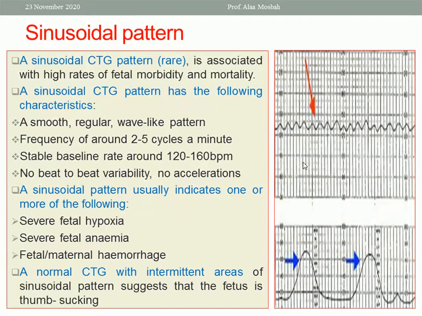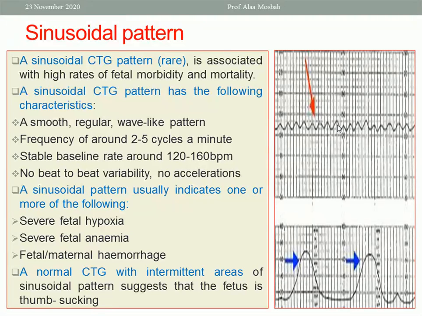Sinusoidal pattern indicates one or more of the following: severe fetal hypoxia, severe fetal anemia, fetal or maternal hemorrhage, like vasa previa, fetal hemorrhage, or maternal hemorrhage such as abruptio placenta. If I find a normal CTG, but in a certain part I find this sinusoidal pattern, and all other parts of the CTG are normal, this could be physiological.